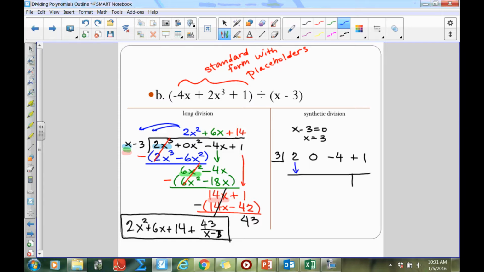Always bring down the first coefficient, and then you multiply. 6. Add. Multiply. Add. Multiply. Add. And because our original polynomial was 2x cubed, my answer, my quotient, would be a 2x squared. And my remainder goes over the divisor.